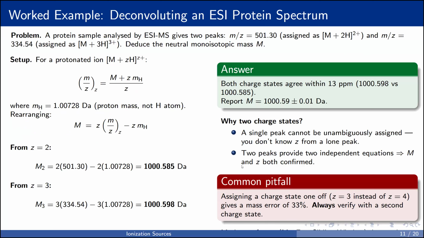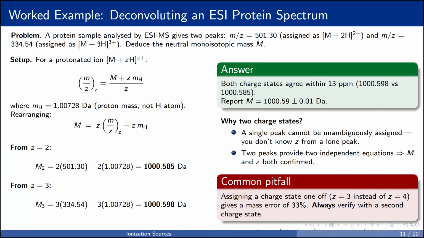Here's a worked example, deconvoluting an ESI protein spectrum. This is the single most important practical skill that ESI gives you that other methods don't, deconvoluting a multiply charged spectrum. Let's walk through the problem concretely. We have a protein. ESI gives us two peaks, one at m/z 501.3 and one at m/z 334.454. We've been told the charge states are 2 plus and 3 plus, and we want to recover the actual protein mass. The setup: for an ion that's the protein plus z protons carrying z plus charge, the m/z is the mass of the protein plus z times the proton mass, all divided by z.